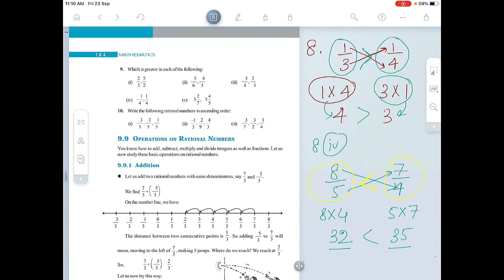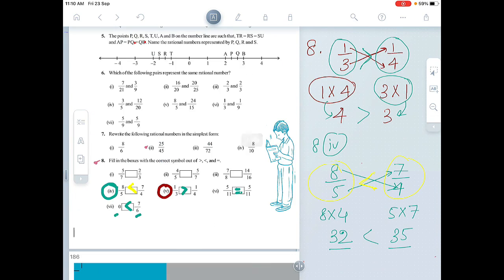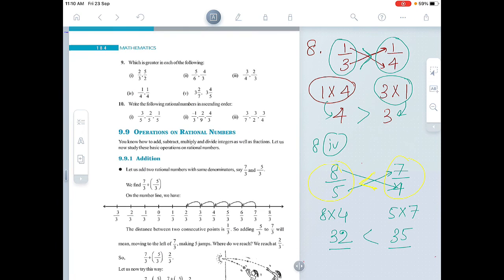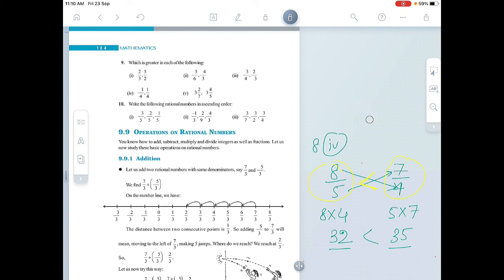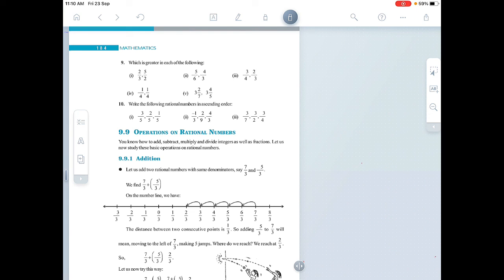Let's come to the next one. Here again the same type of sums are given. Which one is bigger? Okay. By cross multiplying only you can understand. In this way the first numerator into the second denominator, you will check the product. The first denominator into the second numerator, you will find the product and you will check. Okay. So all these questions will be your homework, same as the previous one.